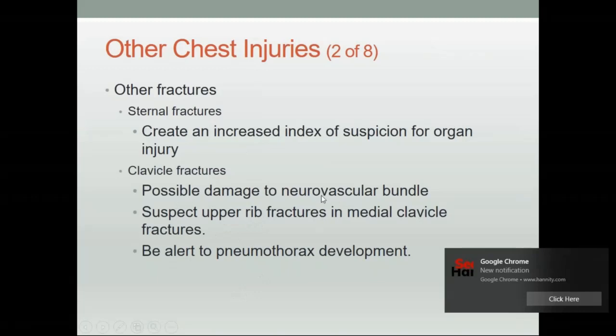Clavicle fractures can also damage that neurovascular bundle up there by the clavicle. Our patients are pretty much going to use their arm, hold it close to their chest, and self-splint that fractured clavicle. They don't want it to move. They're going to breathe more shallowly. We need to watch for a possible pneumothorax developing.